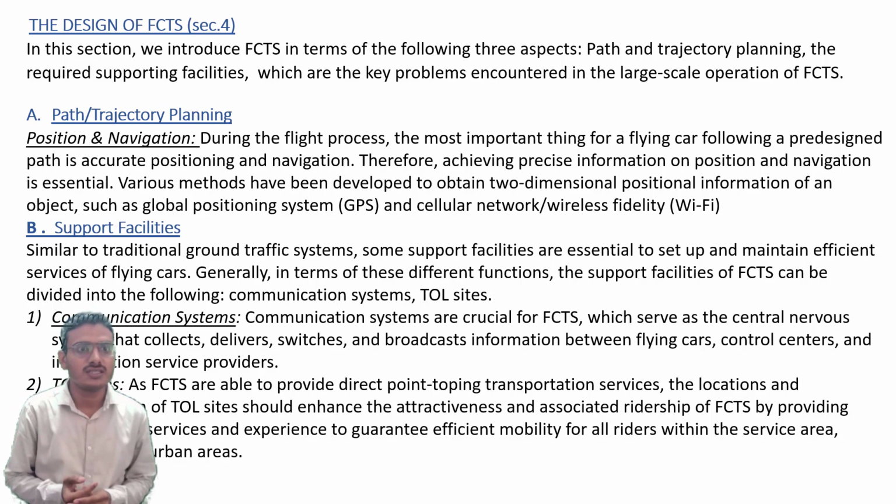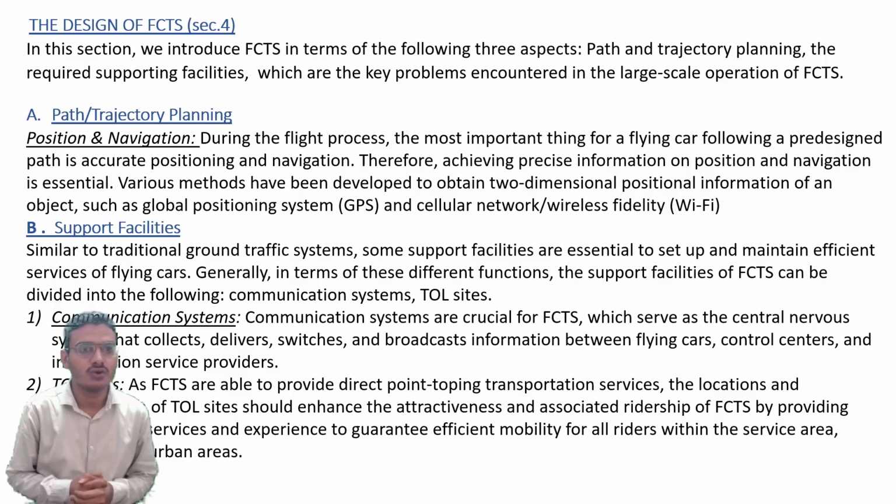The second point is support facilities. Similar to traditional ground traffic systems, some support facilities are essential to set up and maintain efficient service of flying cars. Generally, in terms of their different functions, support facilities can be divided into communication system and TOL site. The first one is communication system. Communication systems are crucial for flying car transportation systems, serving as the central nervous system that collects, delivers, switches, and broadcasts information between flying car control centers and information service providers.